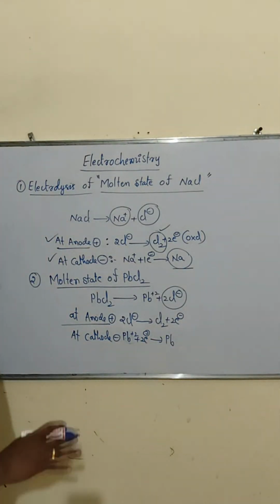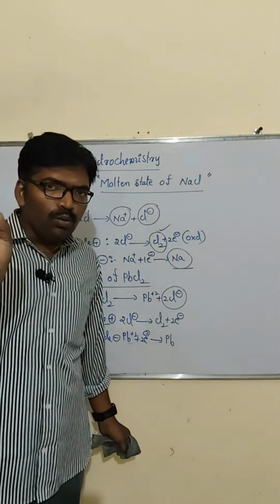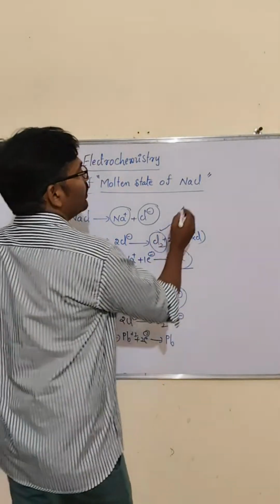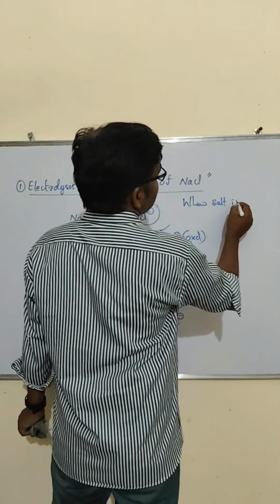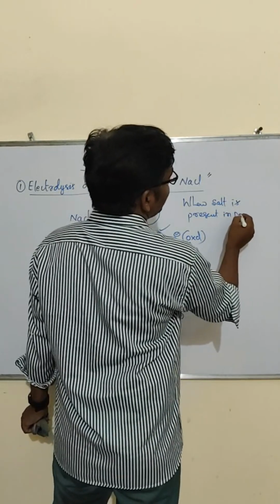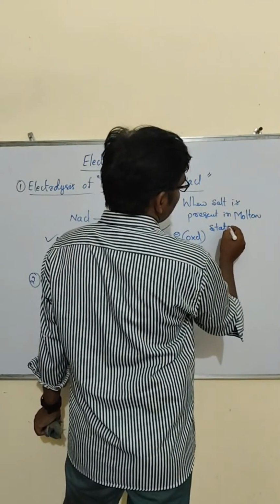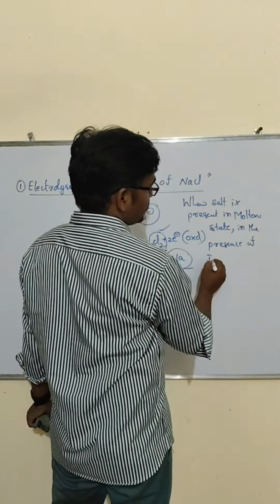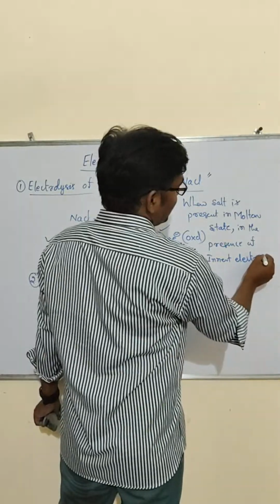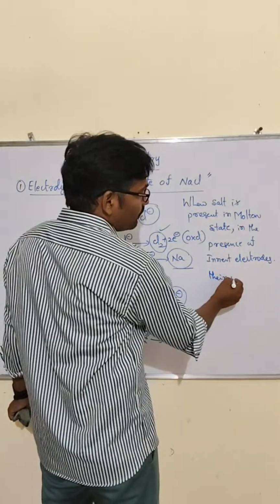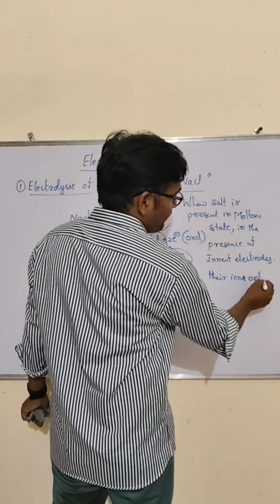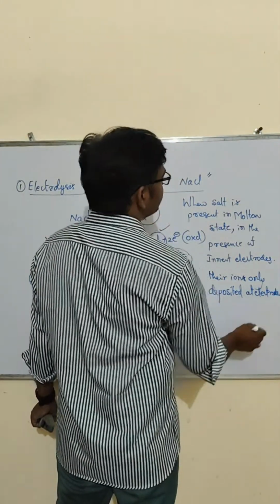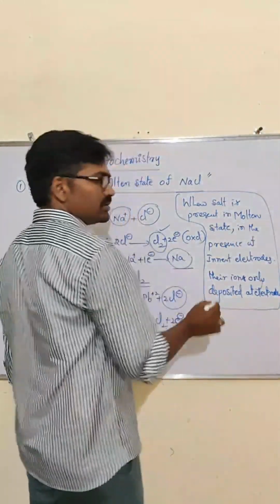Remember, my dear students, based on these two examples, we can say whenever the molten state is there, their ions only are deposited at their electrodes. So remember, when salt is present in the molten state, in the presence of inert electrodes, only their ions are deposited at the electrodes. Clear, my dear students? Understand, all of you? Look at this, observe it carefully.